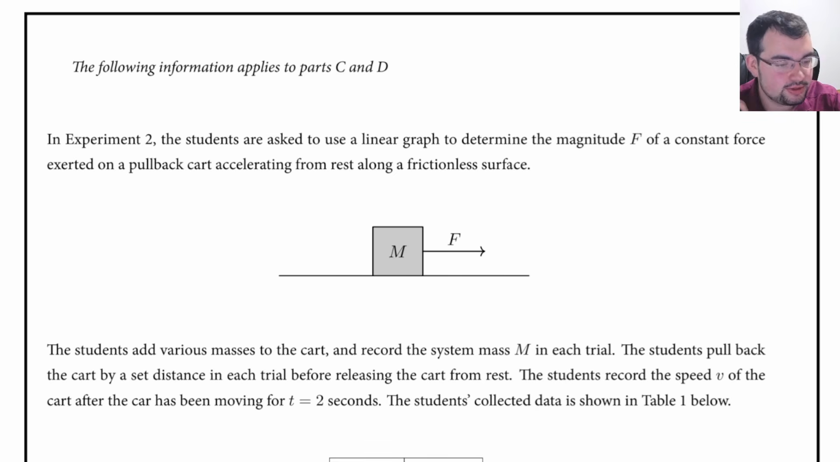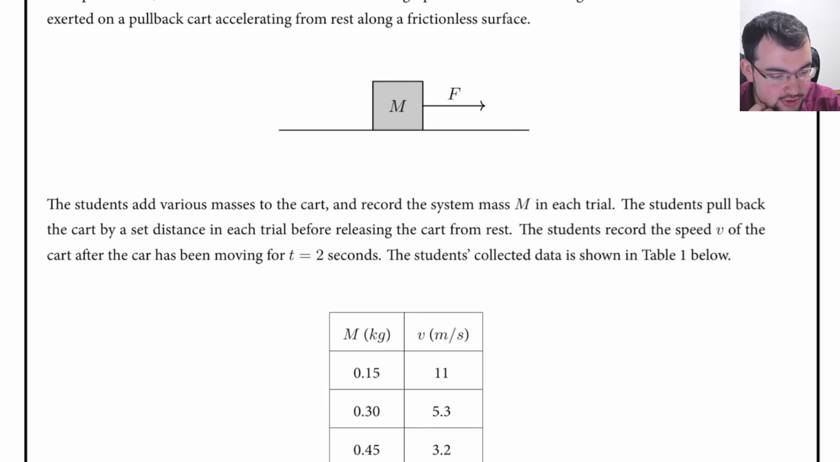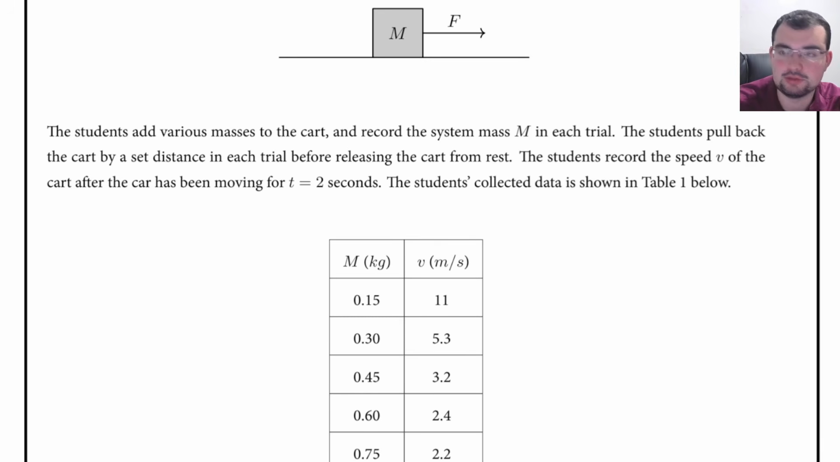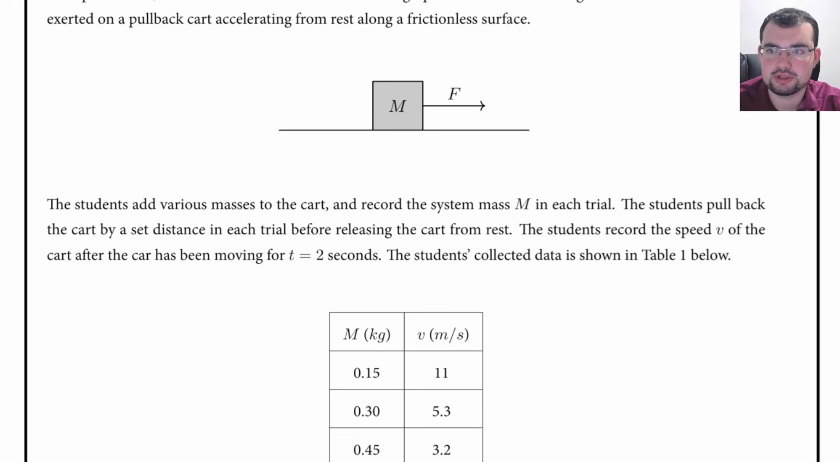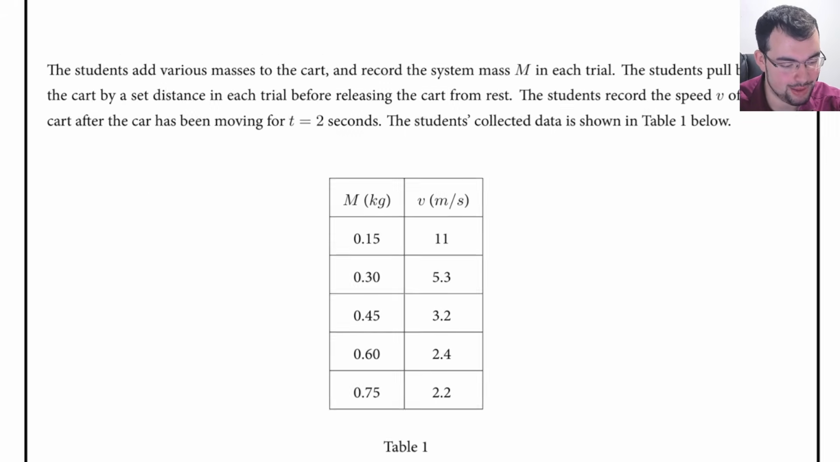All right, in experiment 2, the students are asked to use a linear graph to determine the magnitude F of a constant force exerted on a pullback car accelerating from rest along a frictionless surface. The students add various masses to the cart and record the mass m of the system. They pull back the cart a set distance, and they record the speed v after the car has been traveling for 2 seconds. So we are just letting the car experience a force for 2 seconds for different masses.